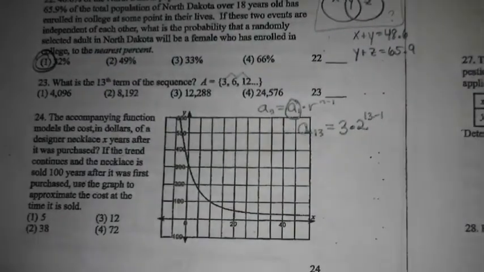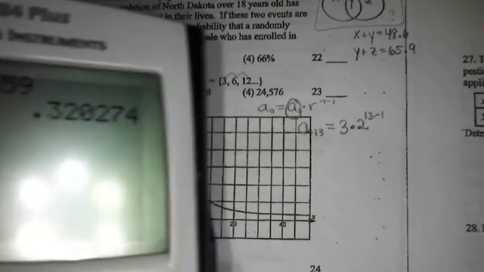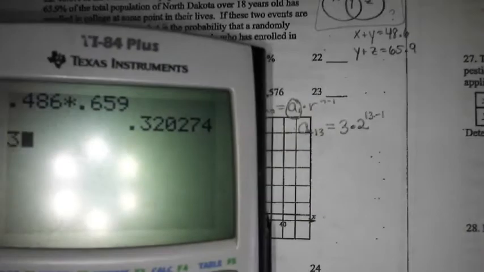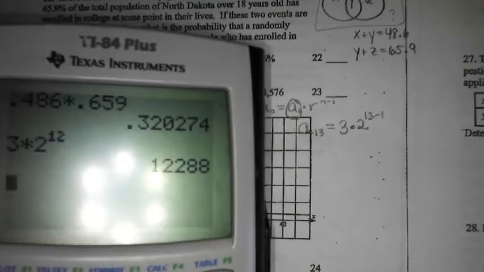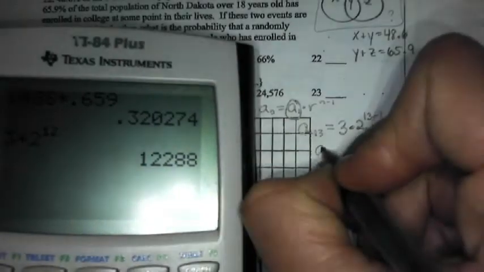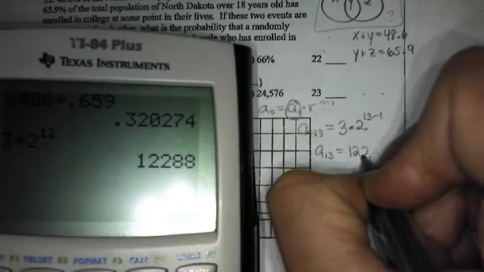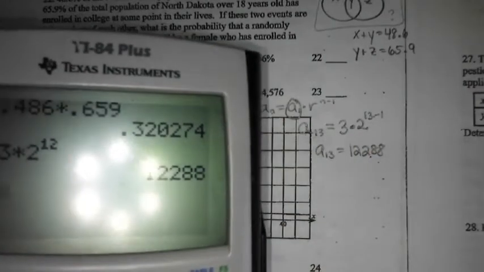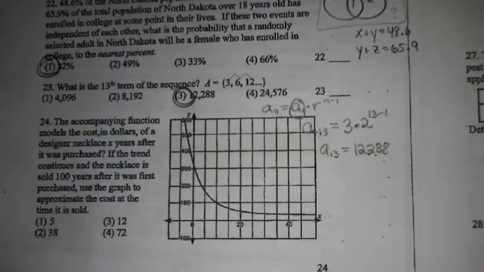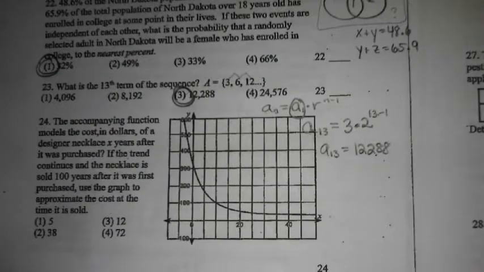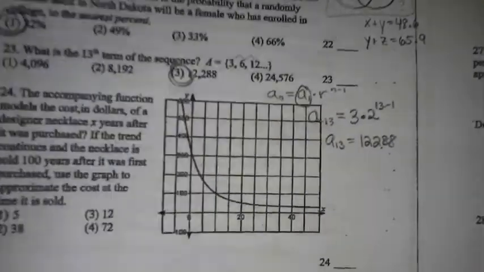So you just have to type into your calculator 3 times 2 to the 12th power. 12,288. So a sub 13 is 12,288. In other words, the 13th term is 12,288, option 3. Okay? Any questions on sequences and series in general?